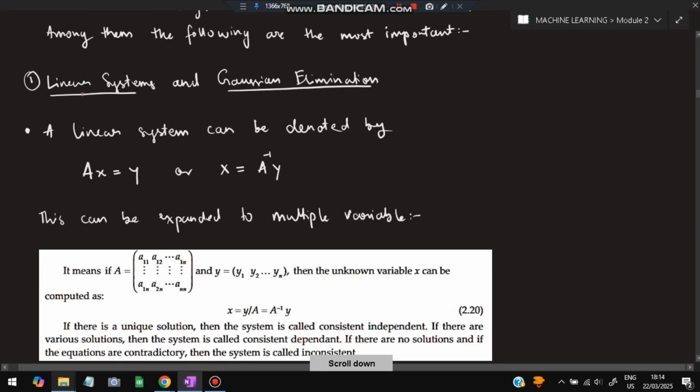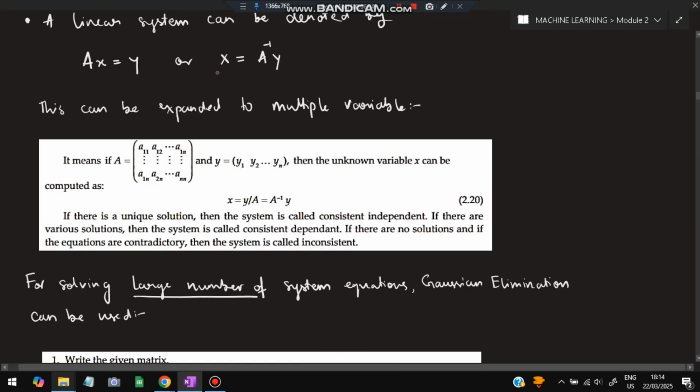So what does a linear system mean? Ax = y: a variable multiplied by another variable gives another variable. So to find the value of x, we have to find the inverse of A multiplied with y, right? This is just for a single equation. If there are multiple equations, there will be a matrix A with entries a1, a2, a3, a4, a5 and so on, and y1, y2 will be there. To find the value of x we have to compute A inverse times y. So this is called a linear system.